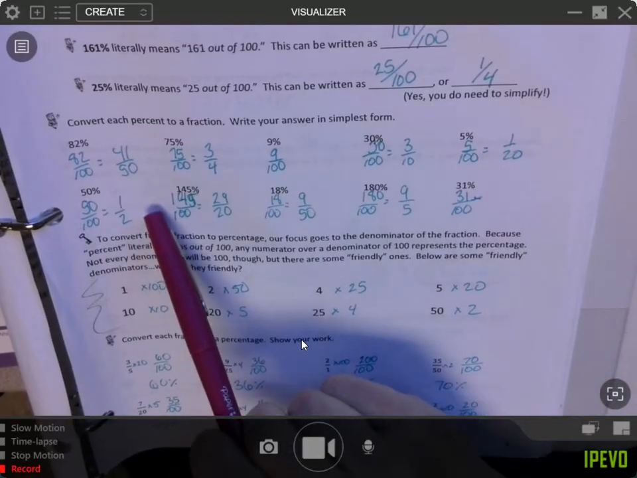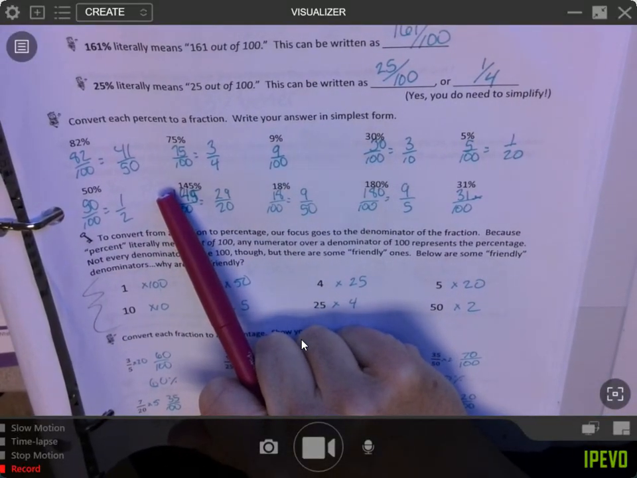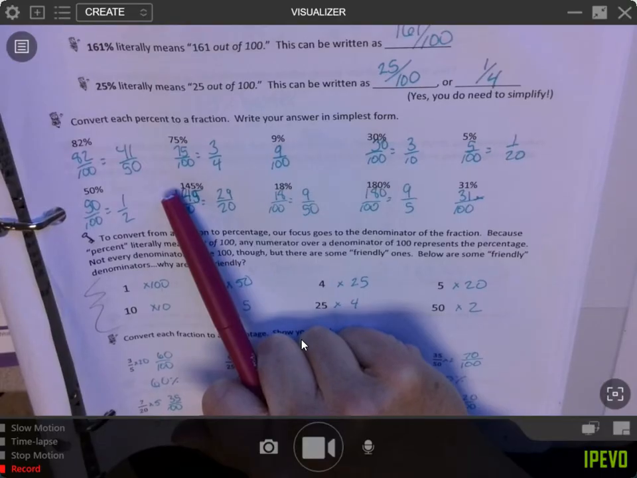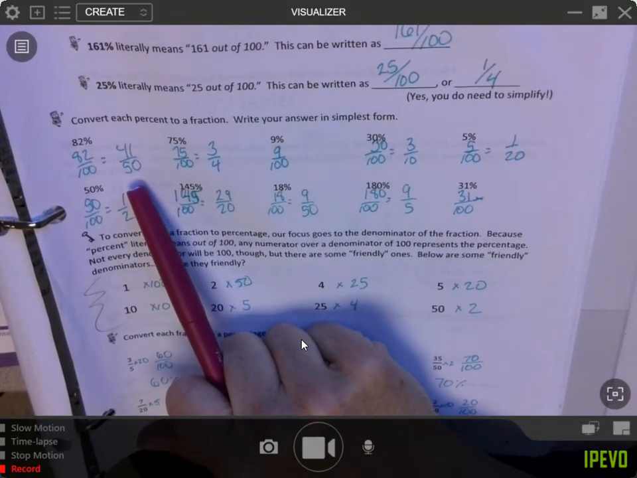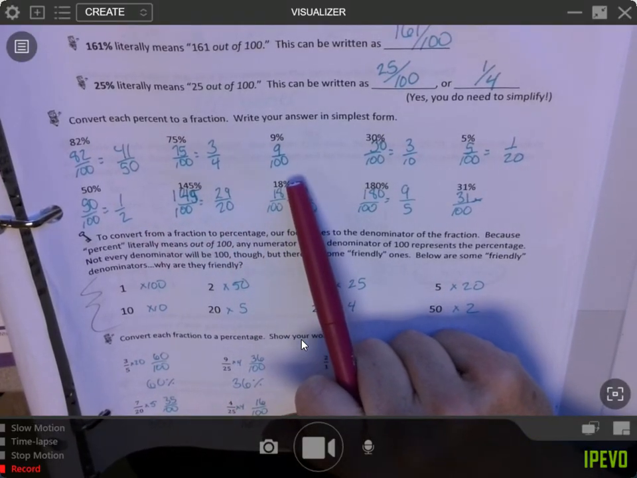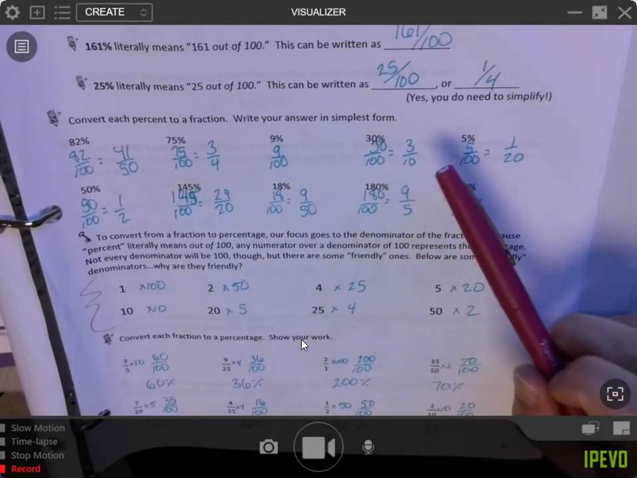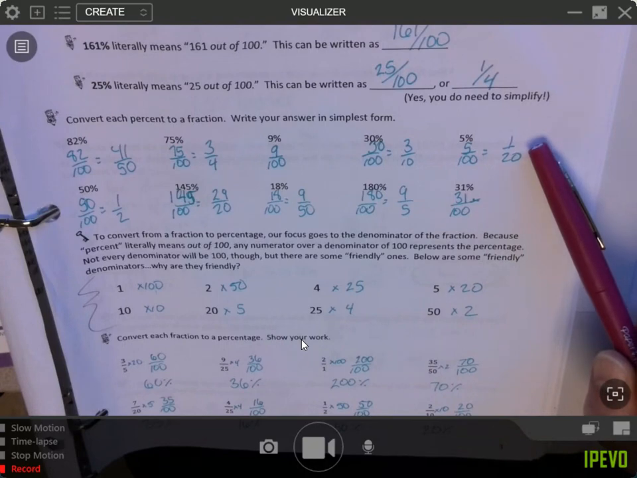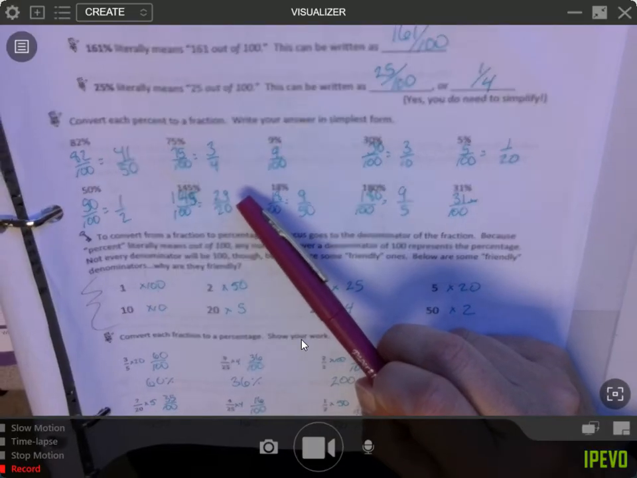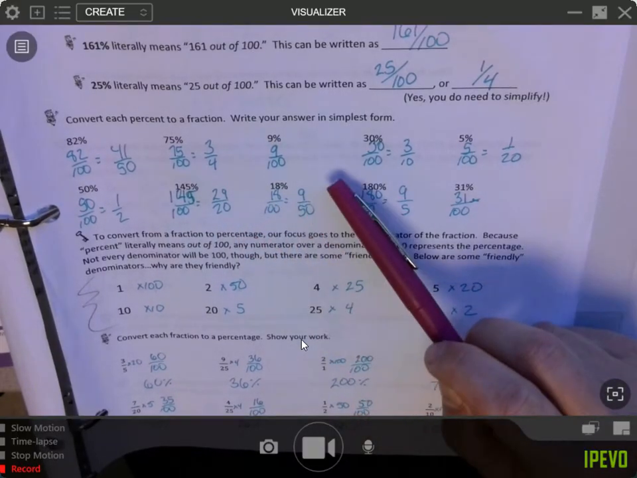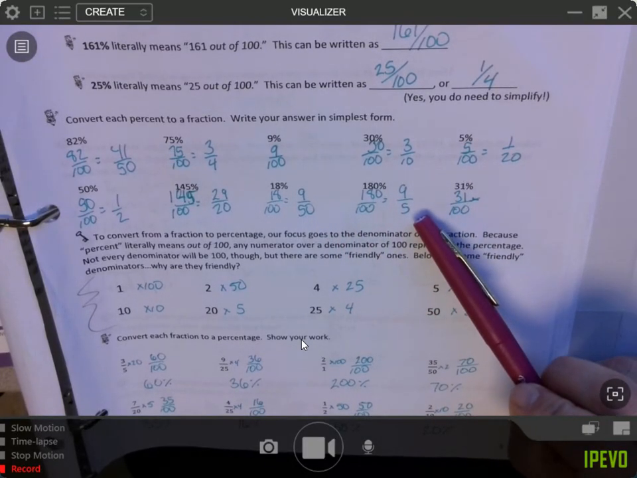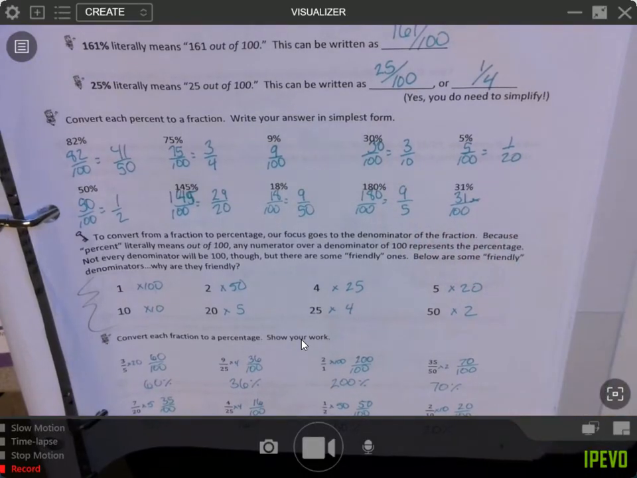So I'm just going to go through. Remember, when we're turning into fractions, we have to simplify. So if you did not simplify on the test, it would be wrong. So we have 82% is 41/50ths, 75% is 3/4, 9% is 9/100ths, 30% is 3/10, 5% is 1/20th, 50% is 1/2, 145% is 29/20ths, 18% is 9/50ths, 180% is 9/5ths, 31% is 31/100ths.